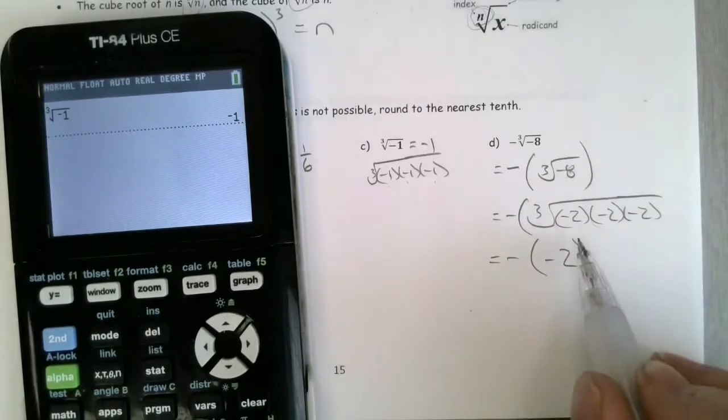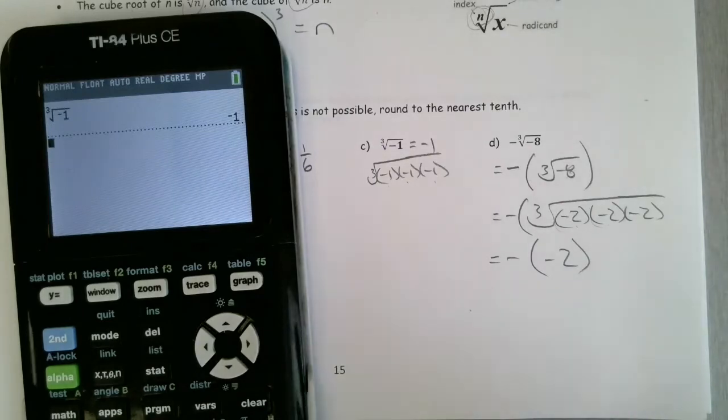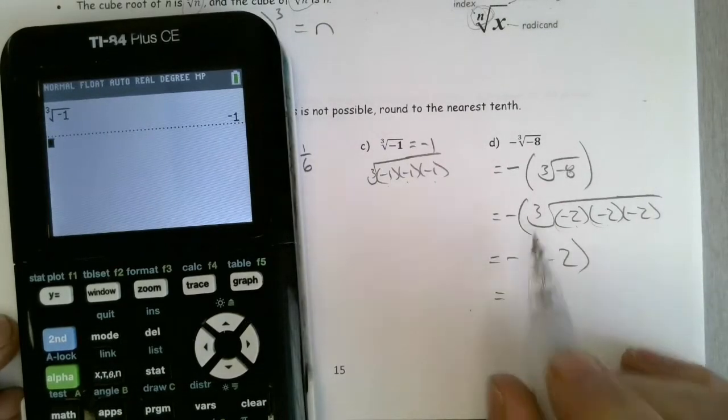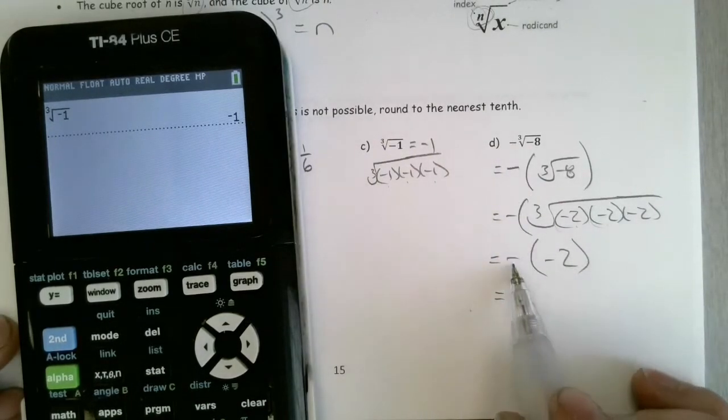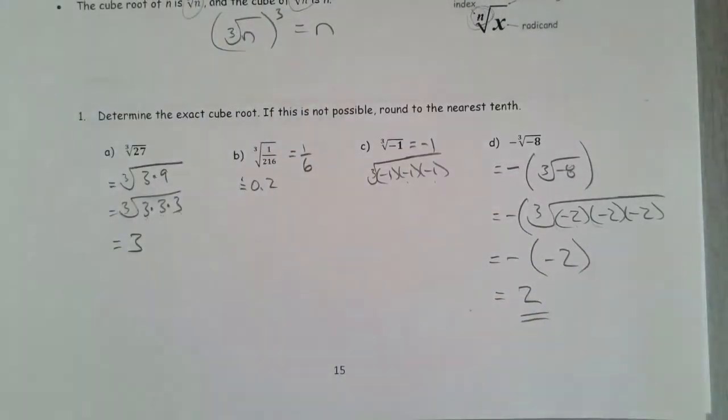So that represents the length, width, height. Well, I don't care about calling it length, width, height anymore. I'm just going to call it the side length, negative 2. And then finally, I've got this negative out front. So the negative of negative 2 is positive 2. And so that would be the answer to this particular expression here.